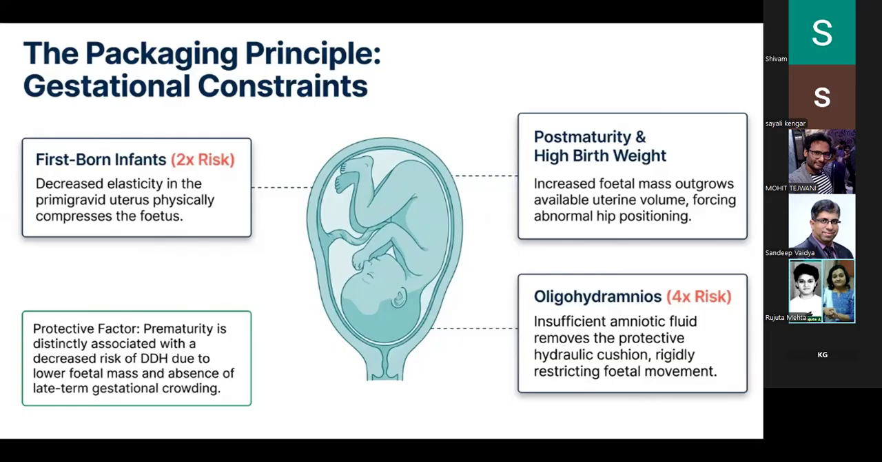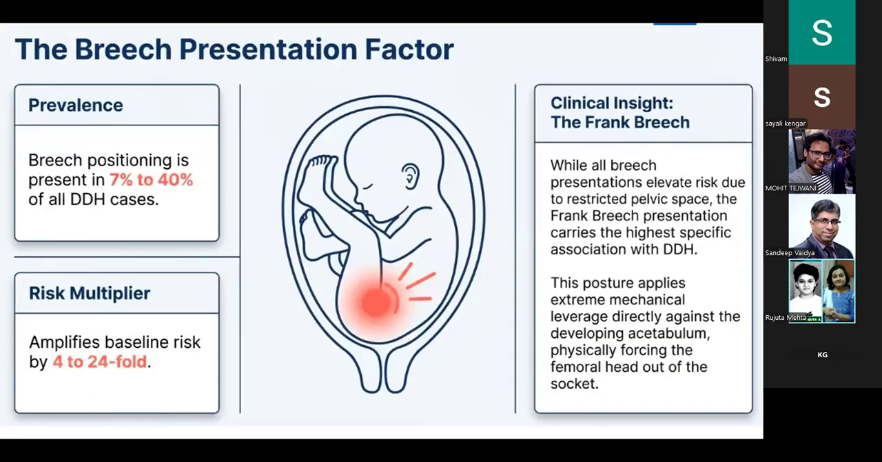Protective factor: prematurity is associated with decreased risk of DDH due to low fetal mass and absence of late term gestational crowding.